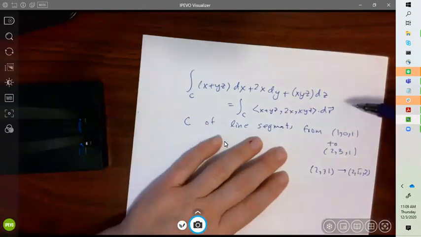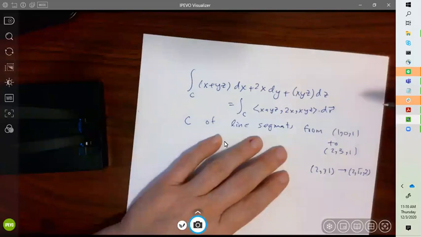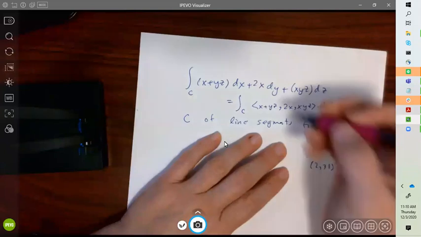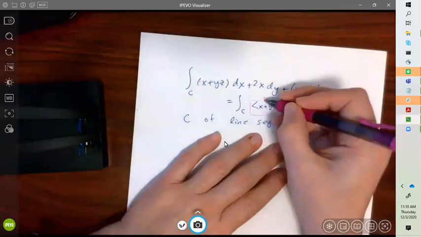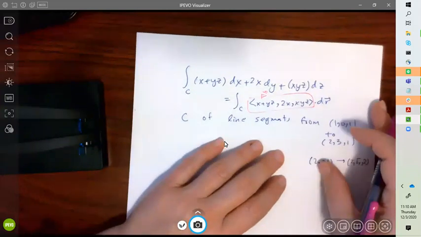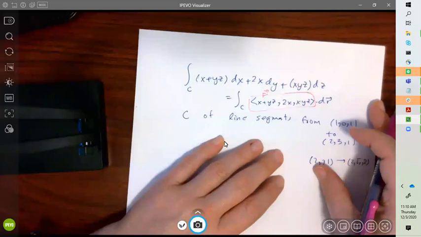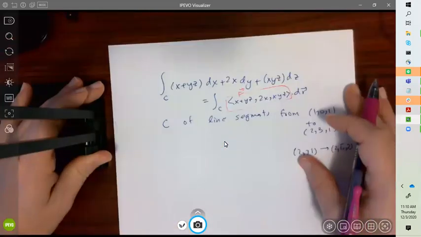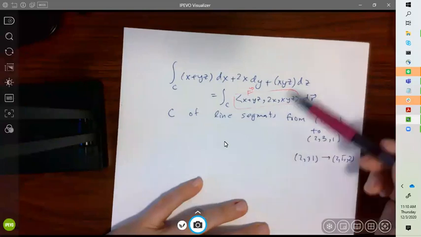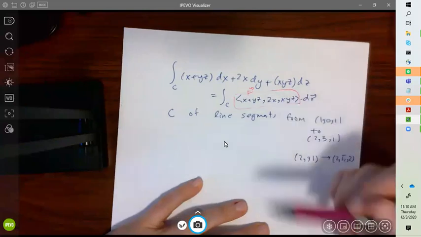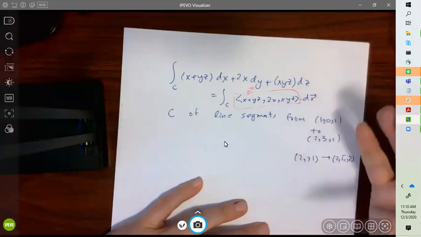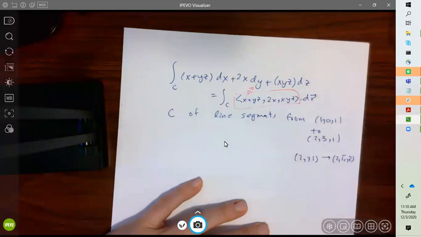And I do recommend checking, which one is F here? This is the vector field. I do recommend checking whether or not the vector field is conservative. It's helpful, basically. If it's conservative, the line integral is much easier to do. I just have to find the scalar potential and plug in the endpoints, right? So let's do that first, see if it's conservative or not.